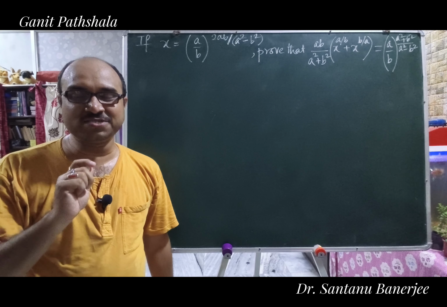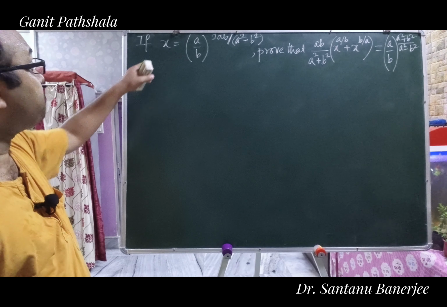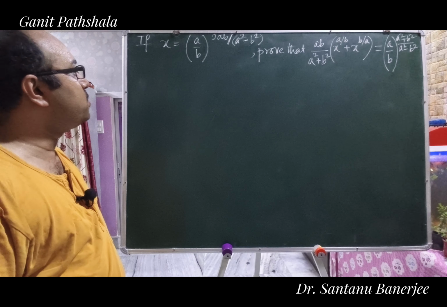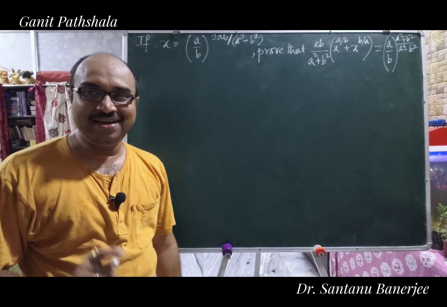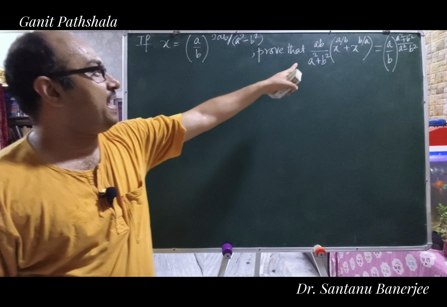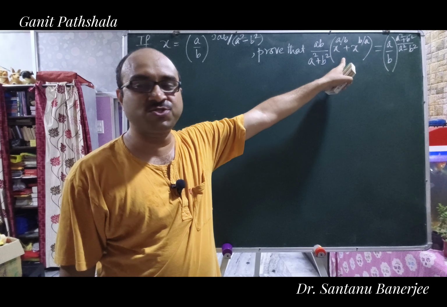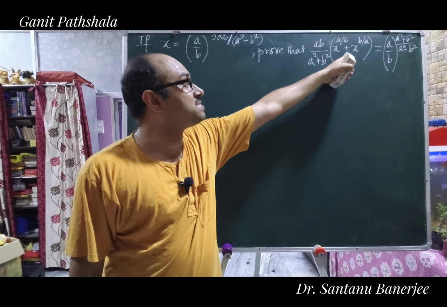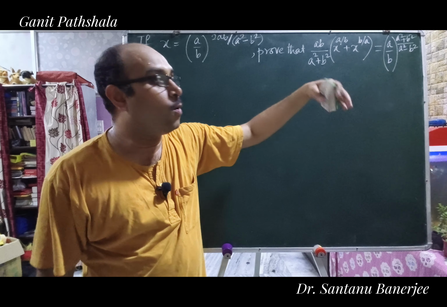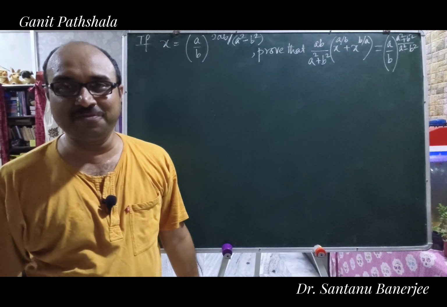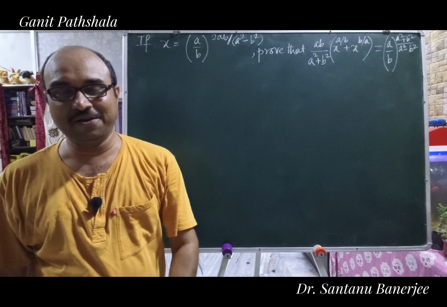My dear students, today's problem is a bit critical from the chapter Indices. It says that if x equal to (a by b) whole to the power 2ab divided by a square minus b square, then you have to prove that ab by a square plus b square into (x to the power a by b plus x to the power b by a) equal to (a by b) whole to the power a square plus b square divided by a square minus b square.